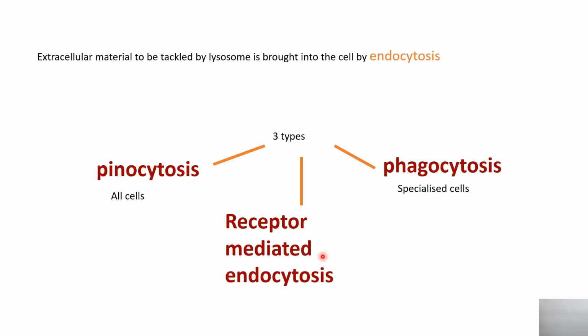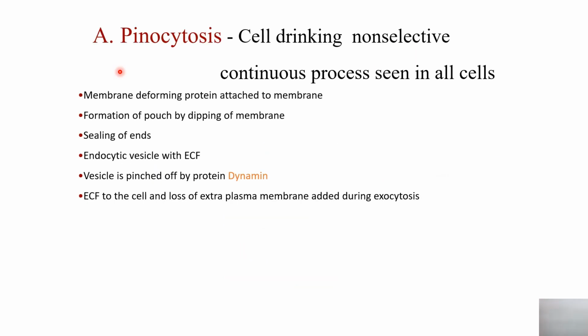Extracellular material to be tackled by the lysosome is brought into the cells by endocytosis. There can be three types: pinocytosis, which happens in all cells, receptor-mediated endocytosis, and then phagocytosis. Pinocytosis is cell drinking, a non-selective, continuous process seen in all cells. A membrane-deforming protein is attached to the membrane, and a pouch forms by dipping of the membrane. Then the ends are sealed, forming an endocytic vesicle with ECF. Then the vesicle is pinched off by the protein dynamin. Okay, so that is how the pinocytosis process occurs.